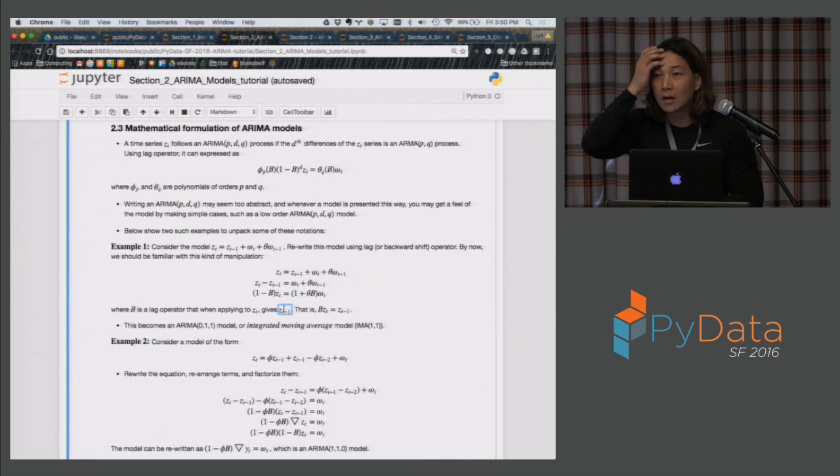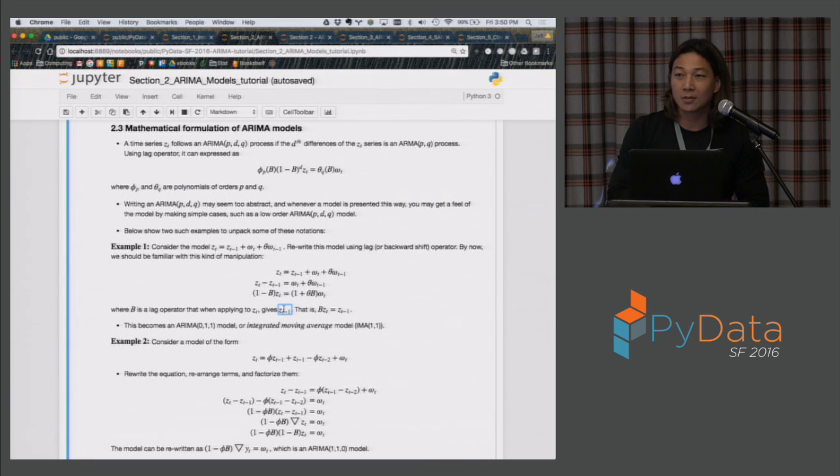Which notebook? Oh, notebook number 2, section 2. So you see right here, section 2, ARIMA models tutorial. Section 2.3 in particular.